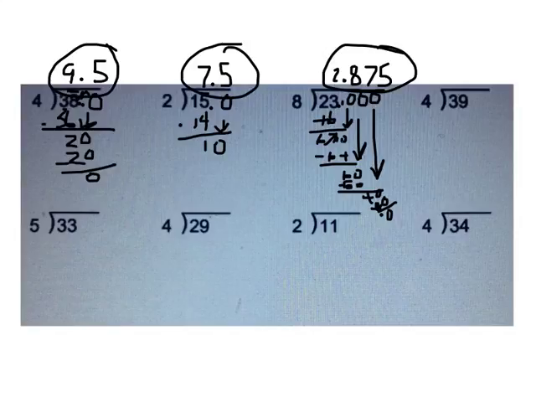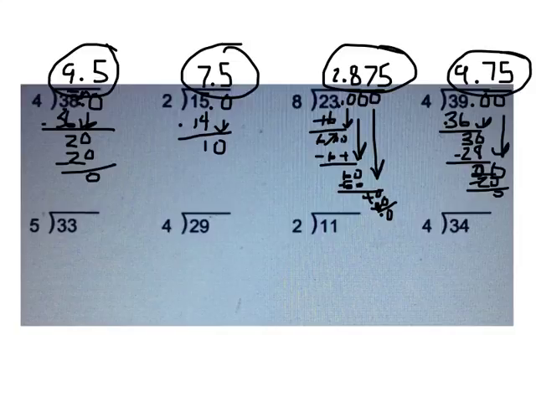Let's do another. What's 39 divided by 4? Add a decimal point and 2 zeros and bring the decimal straight up. Go ahead and solve that problem now. The correct answer is 9 75 hundredths.